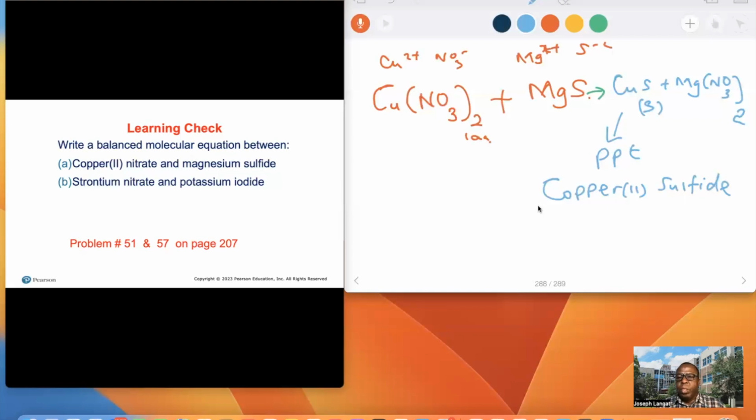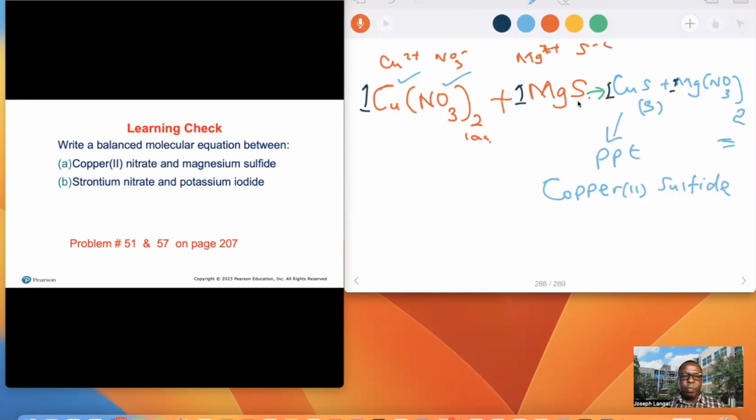We were told to write a balanced equation. Is the equation balanced? Well, 1 copper here, there is 1 copper on this side, so copper and copper is taken care of. How about nitrate? We have 2 here, we have 2 here, 2 nitrates. Magnesium is 1, and sulfur. So the equation is balanced and the coefficients are 1, 1, 1, and 1. Okay.